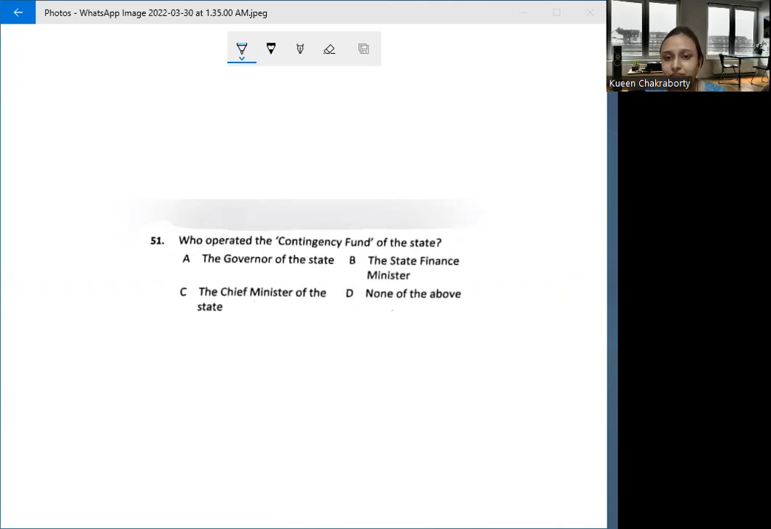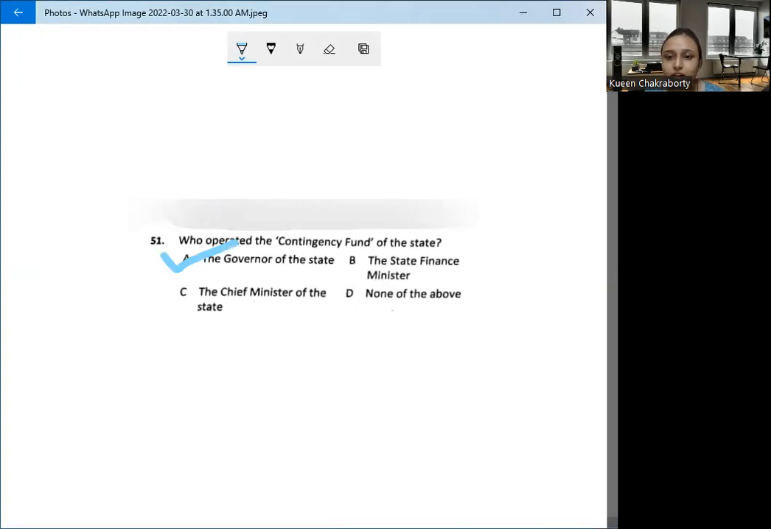So question number 51 that we have is, who operated the contingency fund of the state? Option A, the governor of the state. Option B, the state finance minister. Option C, the chief minister of the state. Option D, none of the above. The correct answer is option A, that's the governor of the state. We'll mark option A as the correct answer.